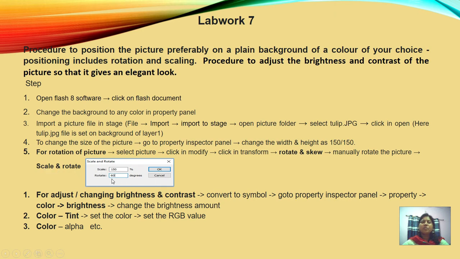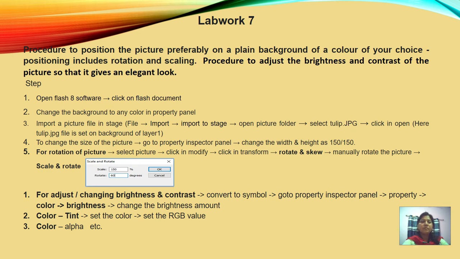Now it's showing you this dialog box where you have to specify the scale as 150% and rotate as 60 degrees. Then click OK. So here I am specifying 150 and 60. You may write anything as per your requirement. After clicking OK, your picture is rotated to 60 degrees and your scale is increased to 150. Previously it was 100. Now it became 150.